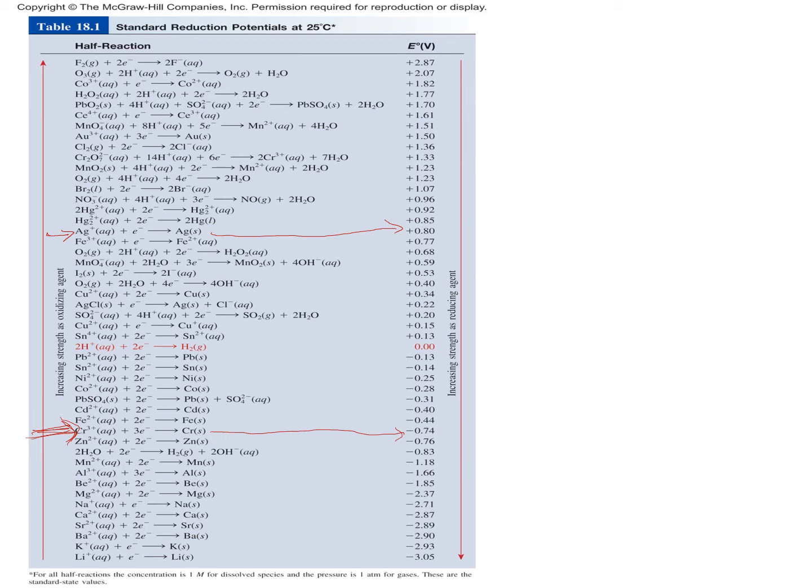So let's write our reactions first. The top reaction will happen as it is, which is silver ion aqueous plus one electron will be converted into silver solid. E naught, meaning this is happening by itself. So this is a reduction reaction. Where does reduction happen? At cathode. So this is my cathode reaction.